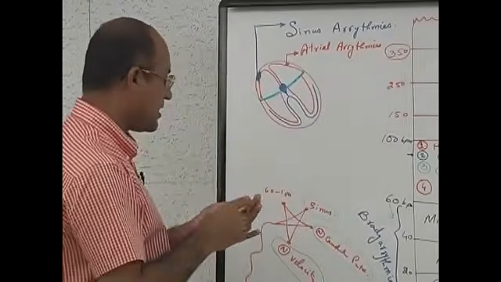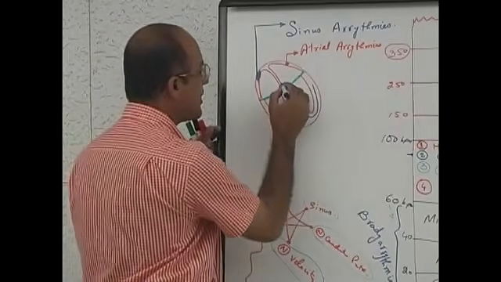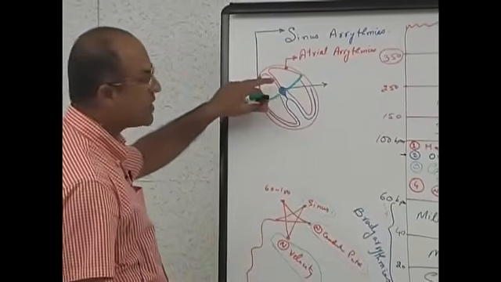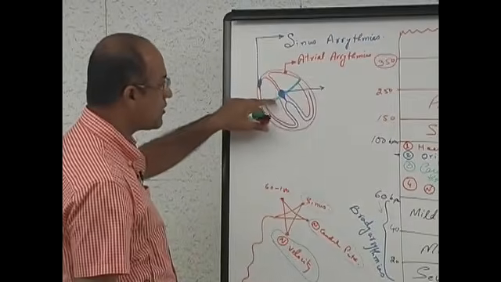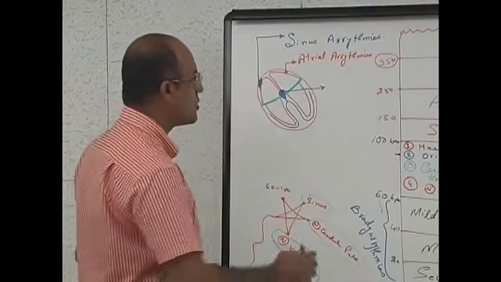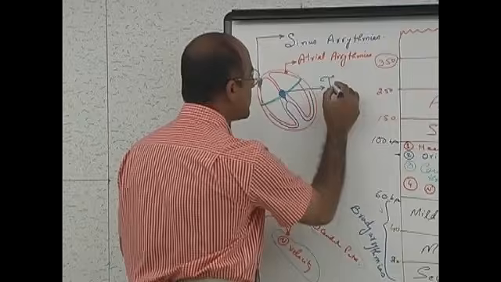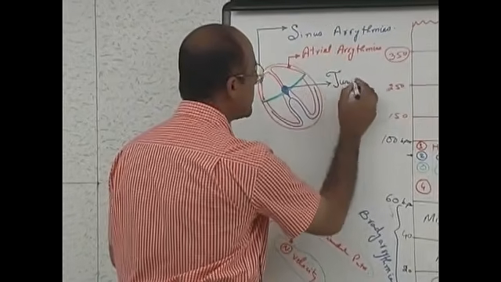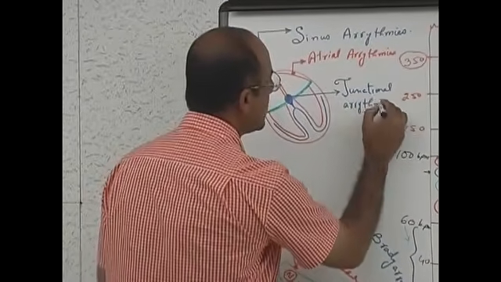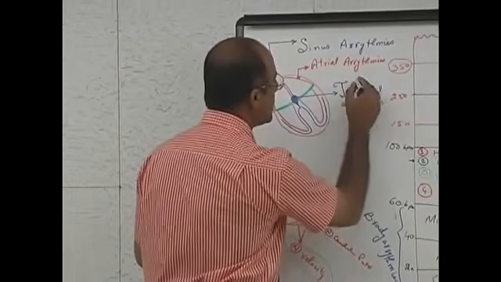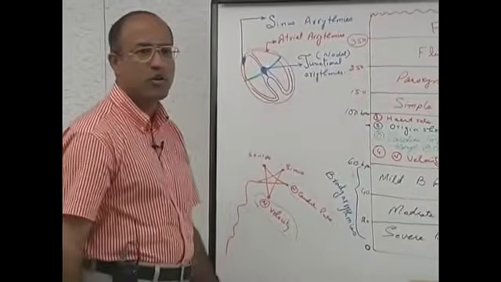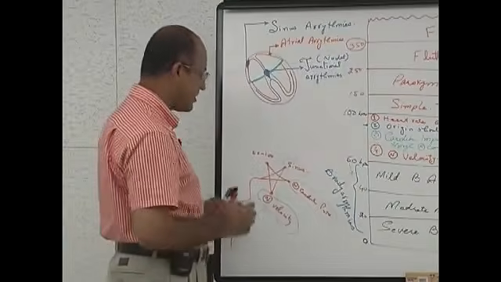And of course, when there are abnormal rhythms related to the AV node, or the junction between the atrium and the ventricle, of course that junction is the AV node. If abnormal rhythms are originating from the AV node, we call them junctional arrhythmias, or we simply call them nodal arrhythmias. So junctional arrhythmias or nodal arrhythmias, one and the same thing.